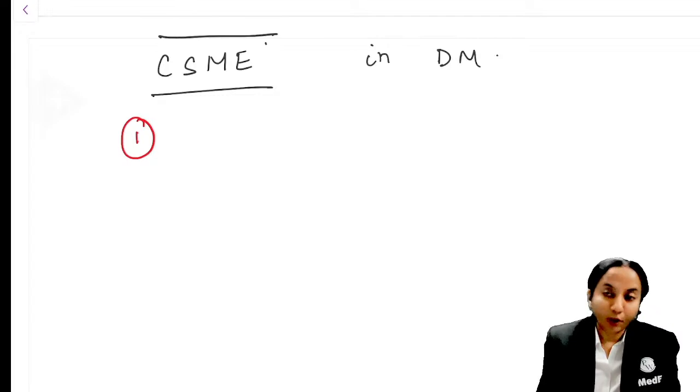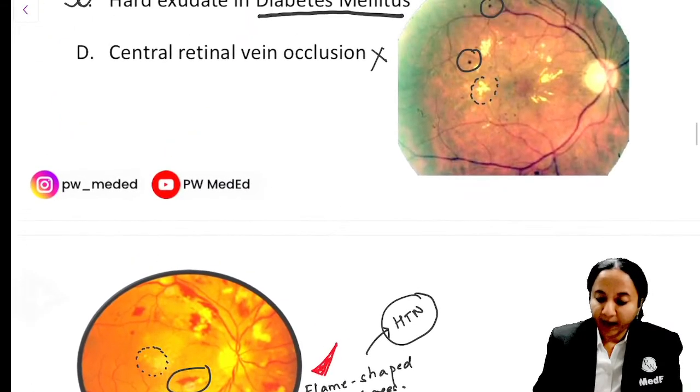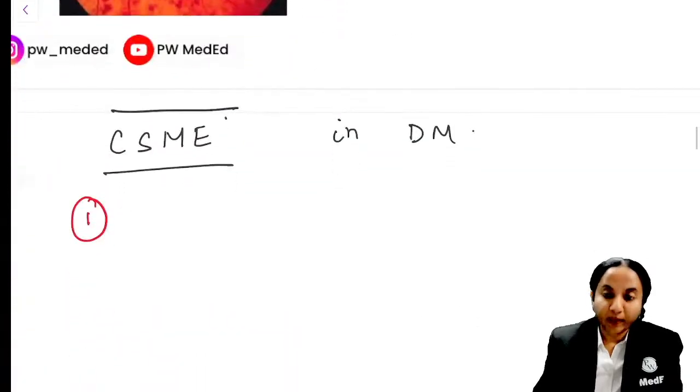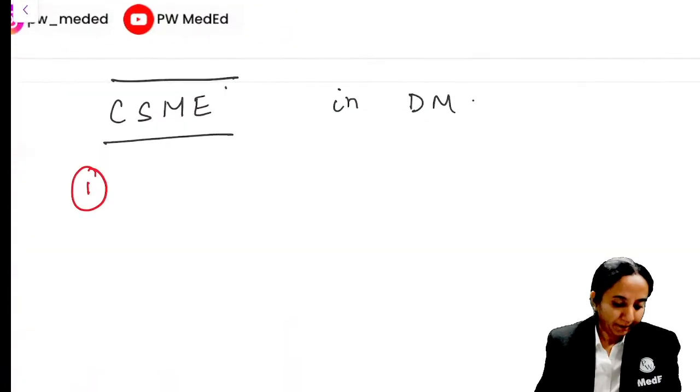Swelling of retina due to loss of vision in diabetic patient is CSME only. It is macular edema, that is edema of the macula and very close to the center of the macula. So that is called CSME. So swelling of the retina. So tell me what is the treatment. Yeah, this is also something we had to know very, very well. Chalo, tell me.